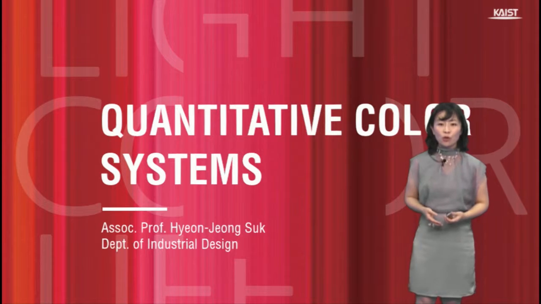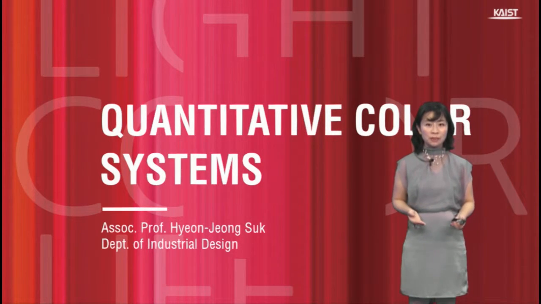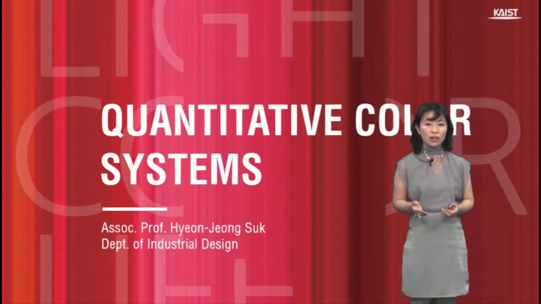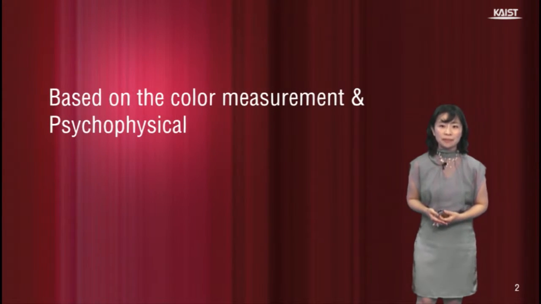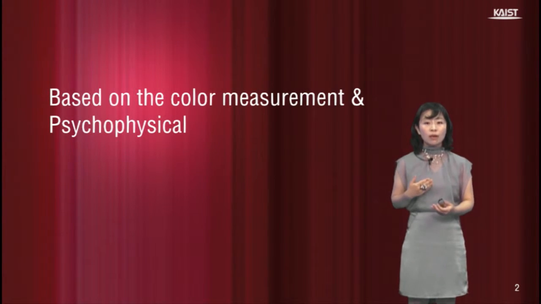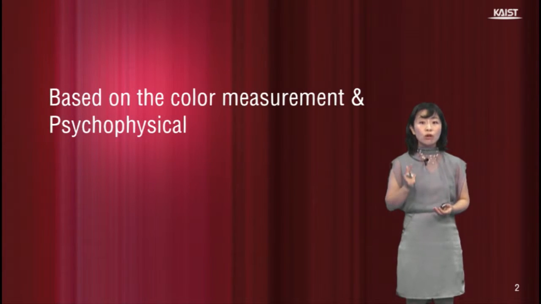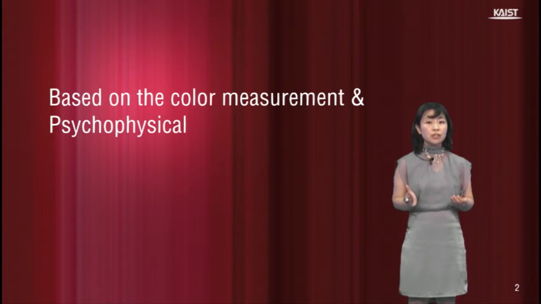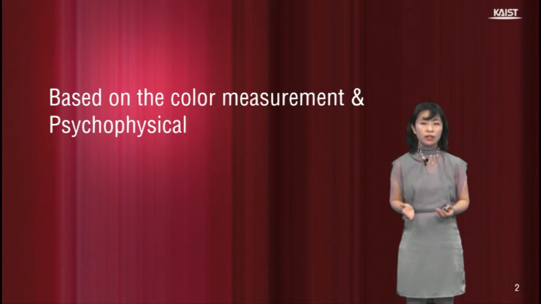As a start, we review some color order systems in order to communicate the color in a proper way. Today, we begin with the quantitative color systems. The quantitative color systems were built up based on the color measurements. However, when you look into the quantitative measurement of a color, the psychophysical aspect, such as how the human perceives a color, was very critical to quantify the color.